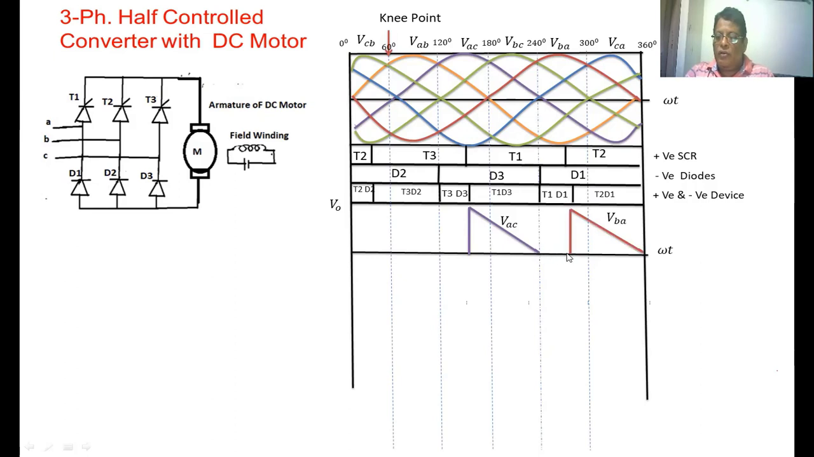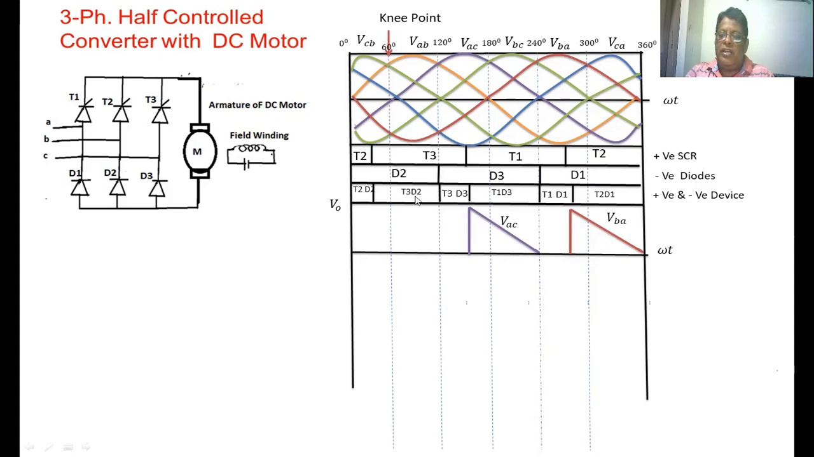So here the load voltage is 0. T2 D1 is conducting. If T2 D1 is conducting, the output voltage becomes VBA. Go up and see again from this point to this point, you take up the same voltage waveform. T2 D1 is conducting, again the output voltage is 0.